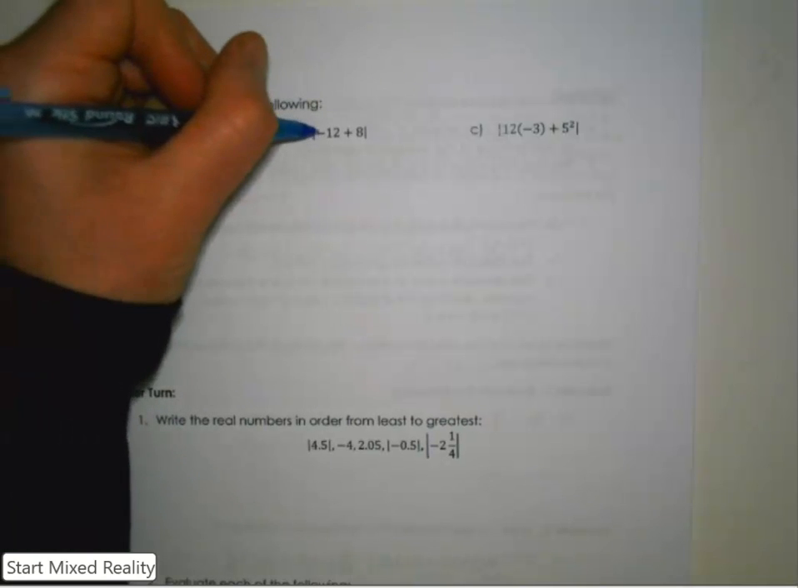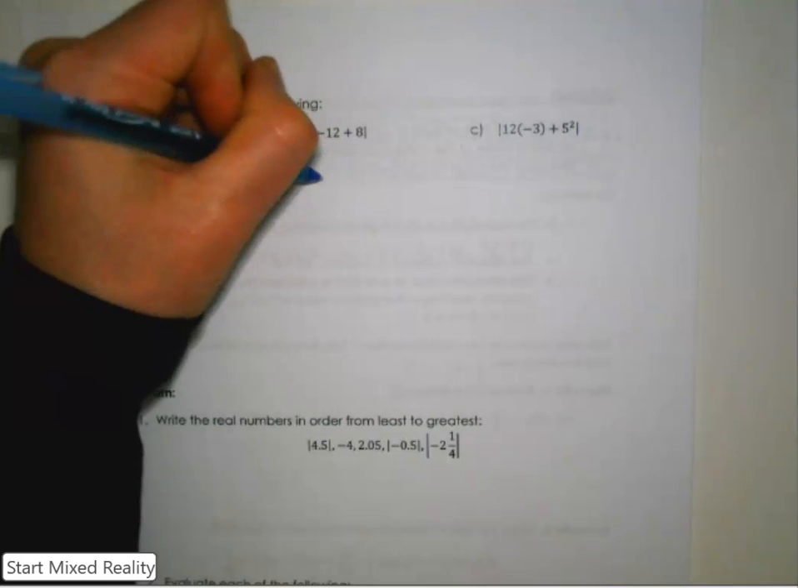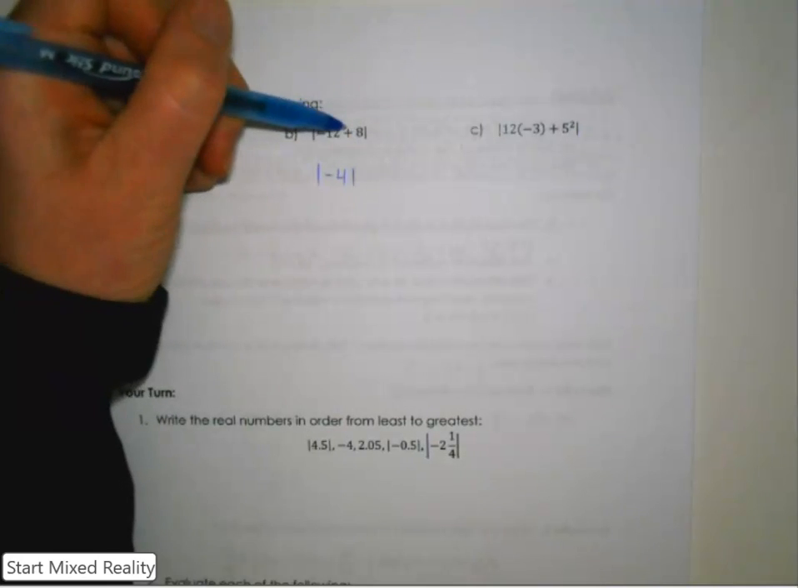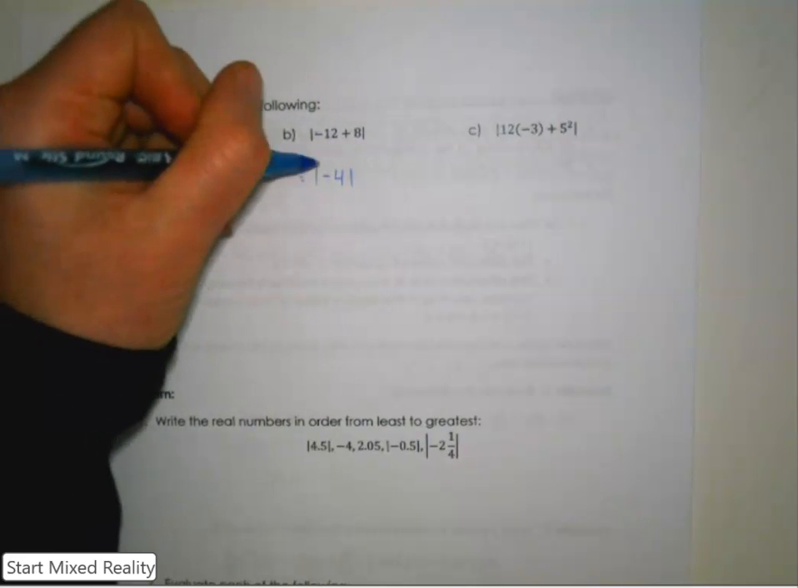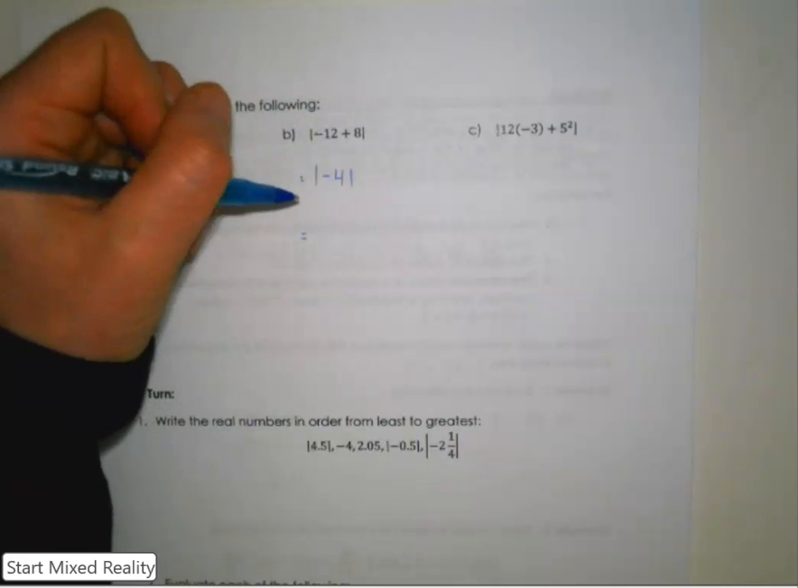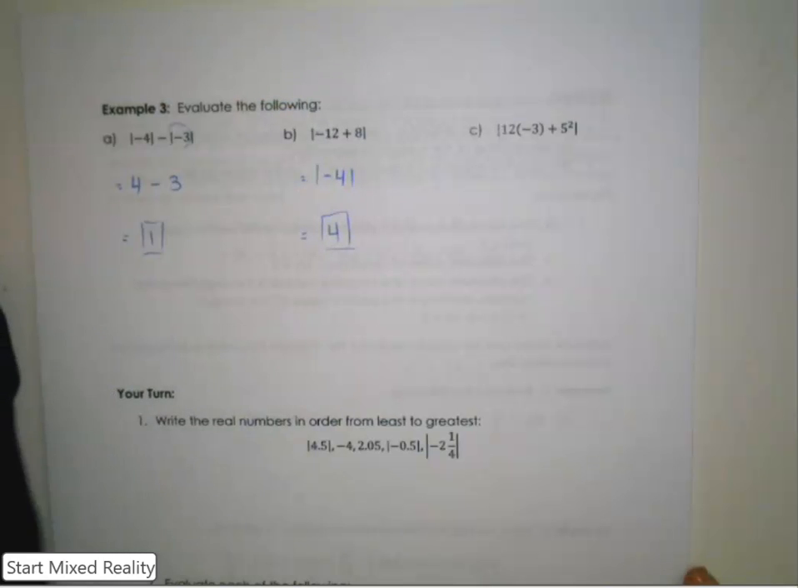For this one, we have negative 12 plus 8. So negative 12 plus 8 gives us negative 4. So again, do what's in the brackets first. Now that we have our value, we can evaluate it without the brackets. So negative 4, and if you apply the absolute value to that, we mean positive 4 there.